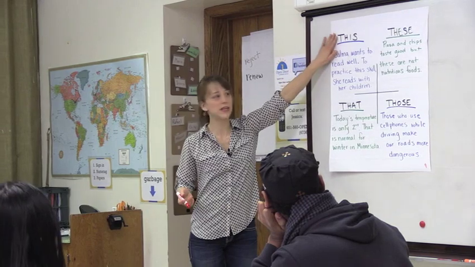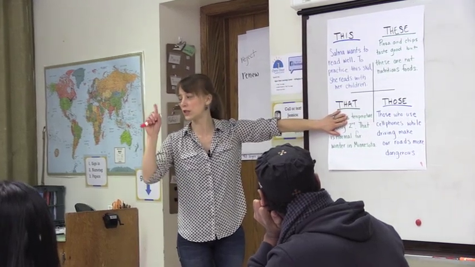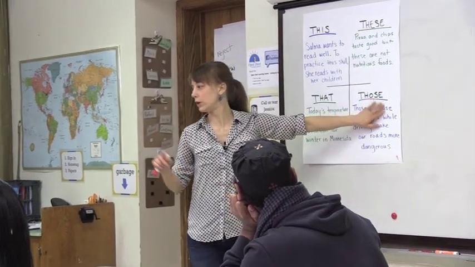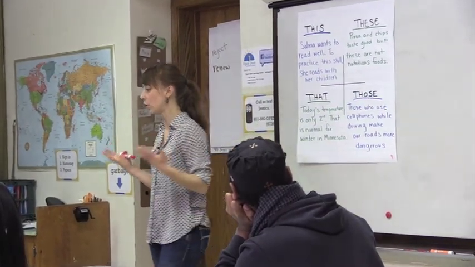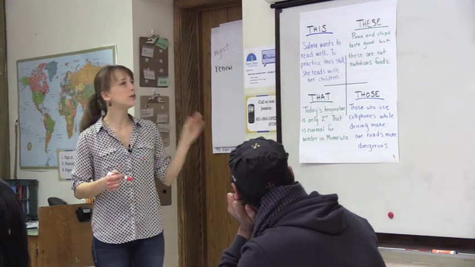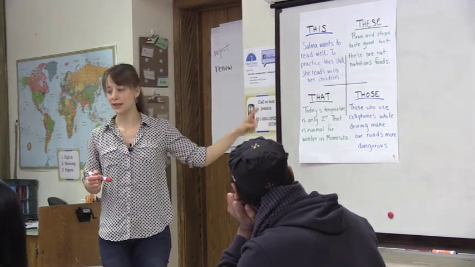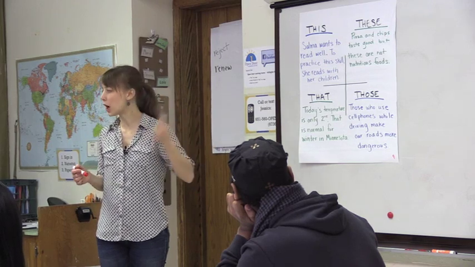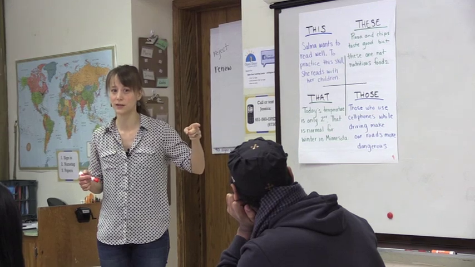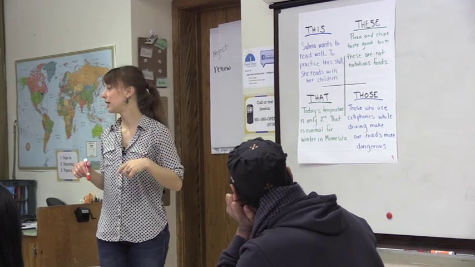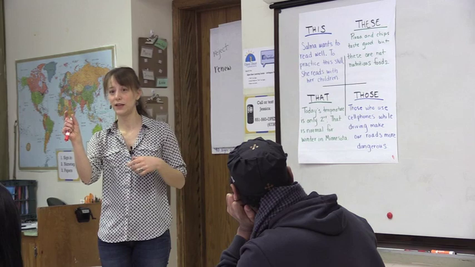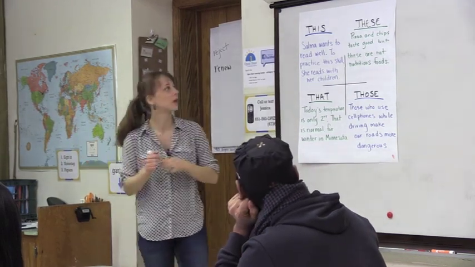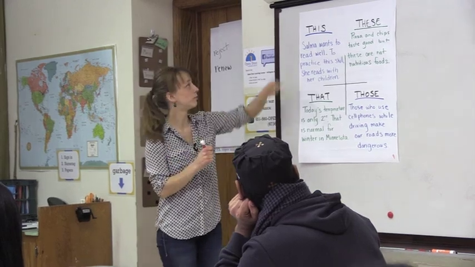We want to remember this and that we use for singular items. And these and those we use for plural items, more than one. When you see a word like this in your story, you need to think about what are they talking about? What is this? What is that? In the same way that when we see it in a story, we need to think about, wait, go back, what is it? So let's do some examples.